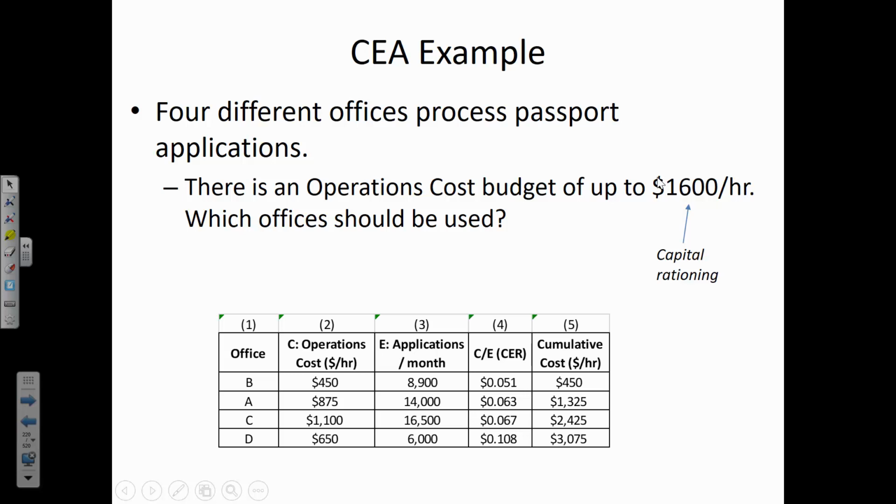Capital rationing is the phrase that we use to describe what if there is a limited budget. And so in this example, if you're told that you only have $1,600 per hour to spend, then your decision would be to open Office B and A, but not to operate Office C and D. Does that make sense to everybody?